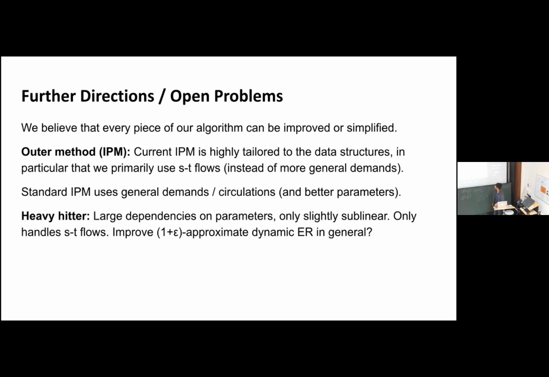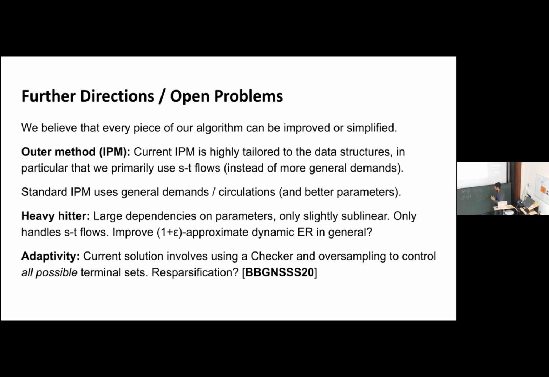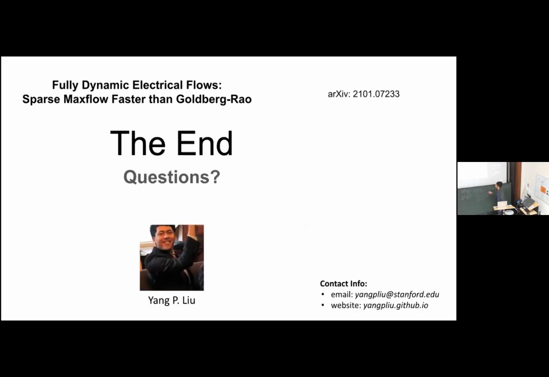Additionally, we're losing a ton from the actual data structure that I didn't have that much time to get into. But in general, can you improve the dependencies for the data structures for 1 plus epsilon dynamic effective resistances? And finally, our algorithm had to do some additional work to deal with oblivious versus adaptive adversaries. I'm curious whether there's a more general theory for making data structures work against adaptive adversaries instead of oblivious. And that's all I had.